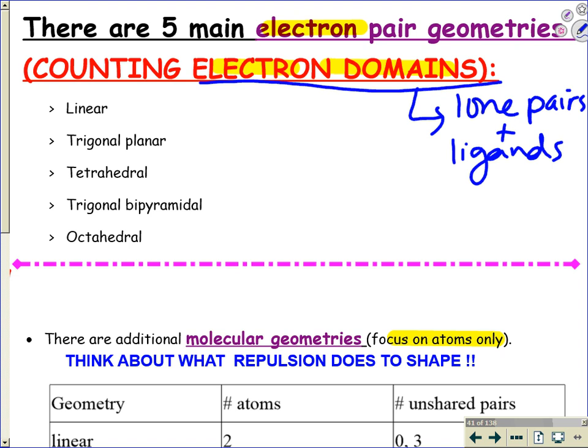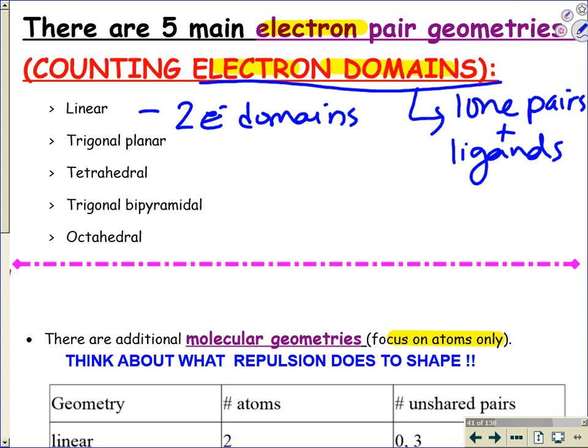So there are only 5 electron group geometries because there's only really 5 main ways that you can make a combination of attachments. A linear structure would have a central atom with 2 things attached to it. Those could be 2 lone pairs, 1 lone pair and 1 ligand, or 2 ligands. No matter what, as long as there's only 2 things, we're going to call that 2 electron domains.